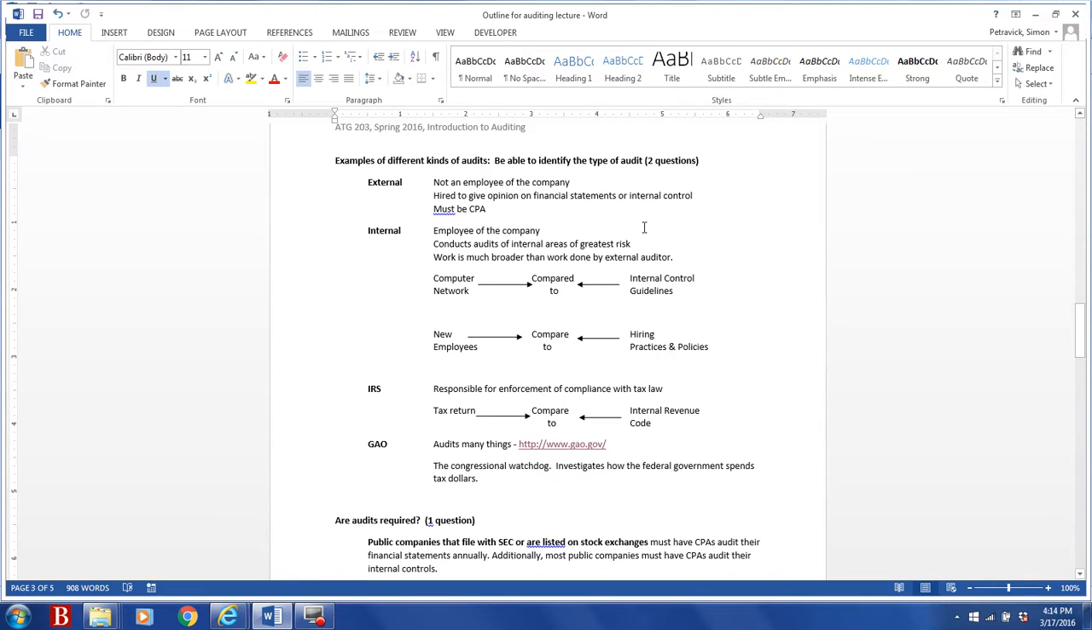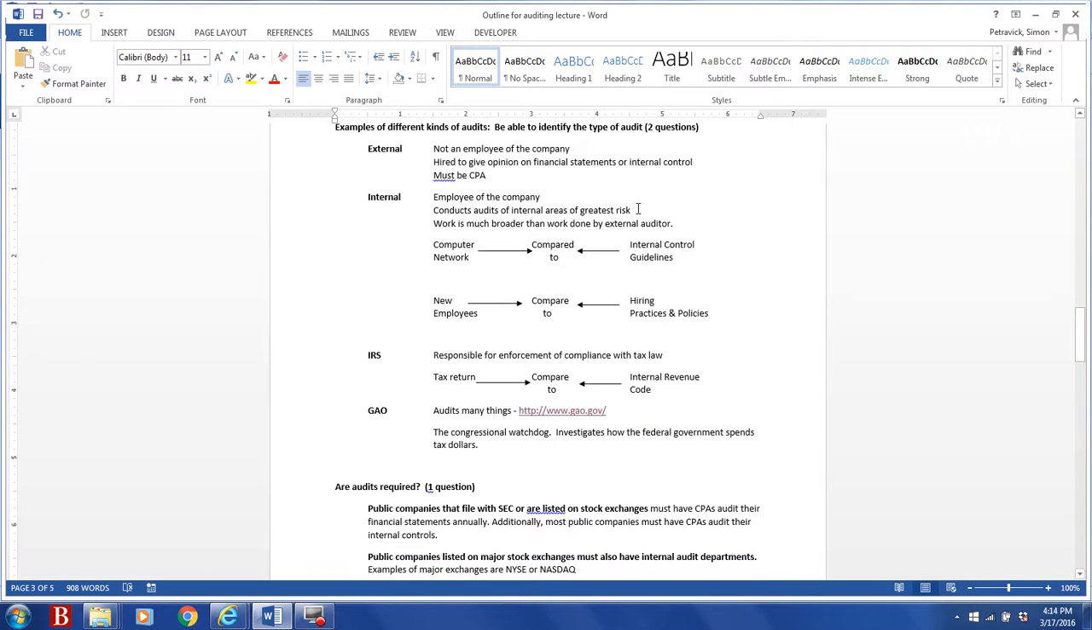So you'll see in this outline that with each section I have an indication of a certain number of questions. When you come to class on Tuesday or Thursday, you can expect 2 questions on something to do with the different kinds of audits as explained here.